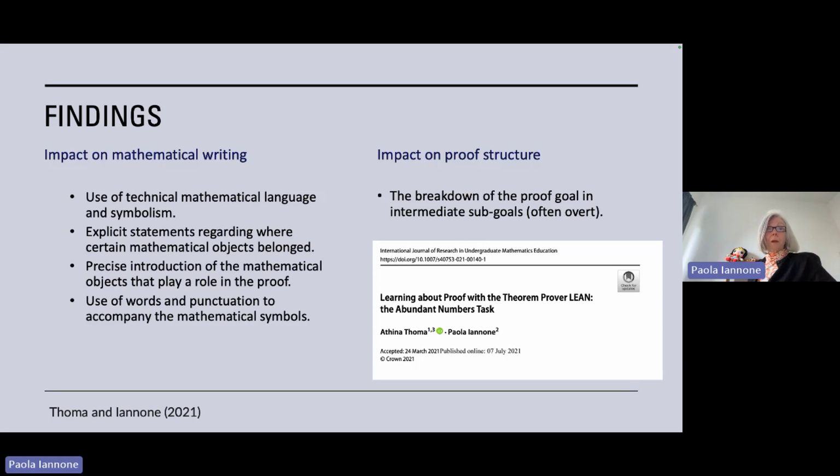And also the proofs looked different. So they looked like a piece of text. The proof had words in it, had punctuation, you could read them, and this wasn't the case for other proofs. The structure of this proof was also different, and the proofs were structured with this idea of goals and sub-goals, and this is something that students have to do when they interact with Lean, of course. So this is the good stuff.